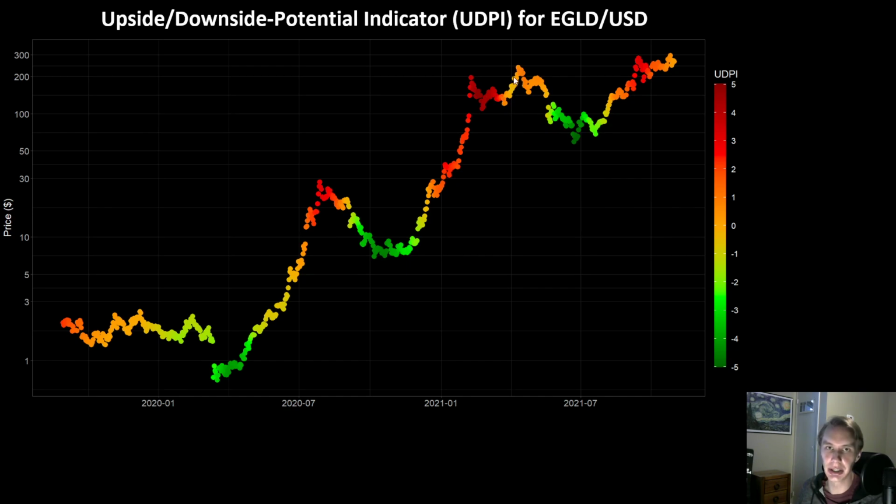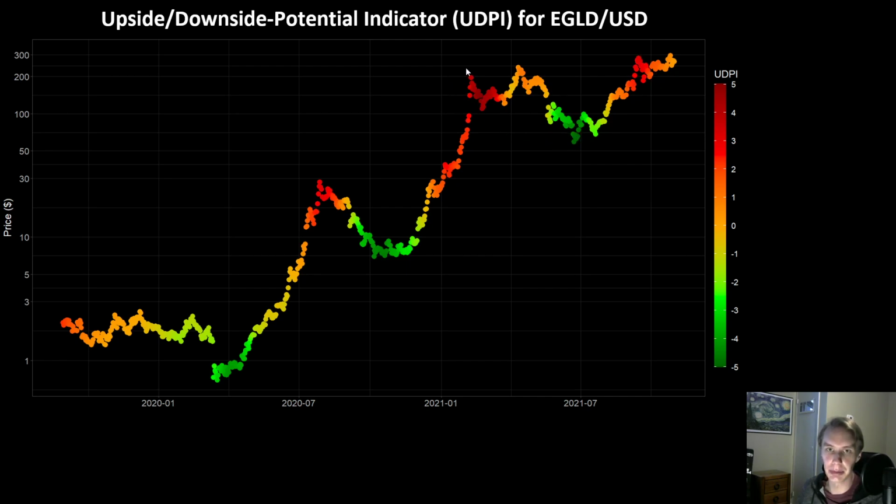It probably would have needed a good amount more time to consolidate before it could have broken up much more to the upside. But of course, we know that what ended up happening is that there was a market-wide correction, and so EGLD actually ended up crashing down along with it, and that's really when it entered this great accumulation zone again, before it could move up to the upside again.